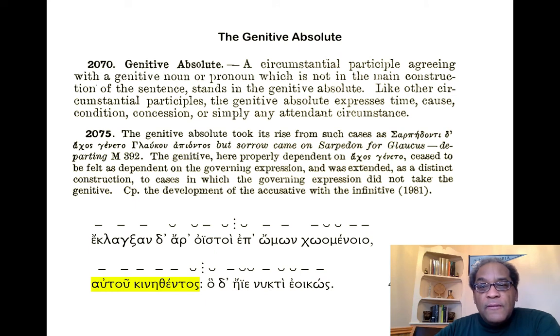And the genitive here, properly dependent on "algos geneto," pain came of Glaucus departing, ceased to be felt as dependent on the governing expression and was extended as a distinct construction to cases in which the governing expression did not take the genitive. And so you should study this section if you want to get some sense of how this developed. But we'll see an example coming up very soon in lines 46, 47.